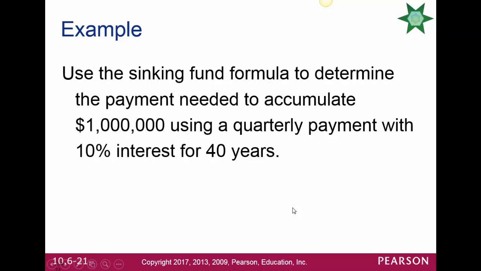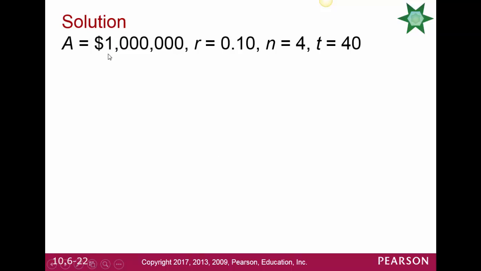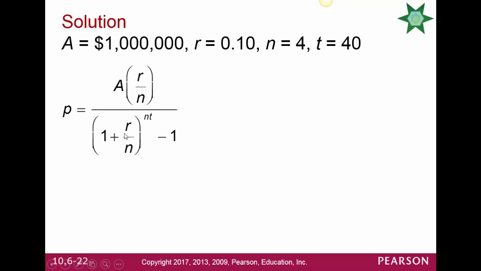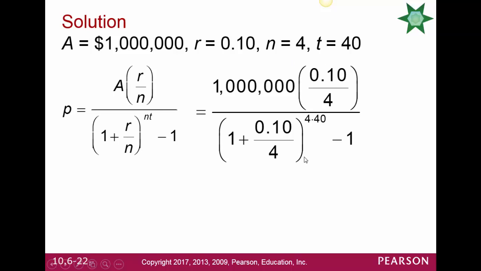Let's try another problem. Use the sinking fund formula to determine the payment needed to accumulate $1 million using a quarterly payment, 10% interest for 40 years. So the amount we want to accumulate is $1 million. The interest rate is 0.1, 4 periods per year for 40 years. So we use our sinking fund formula, substitute in our values.